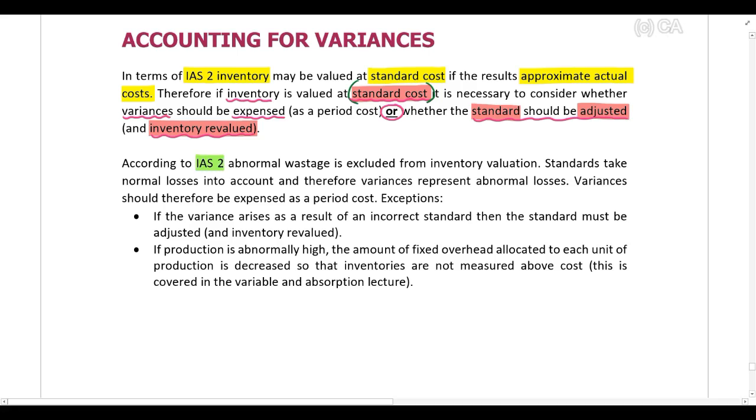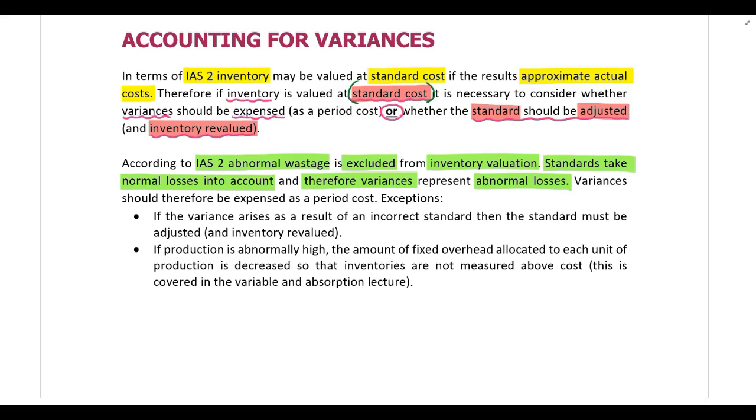Now, in terms of IAS 2, abnormal wastage is excluded from the value of inventory. Remember, normal wastage or normal losses get taken into account in the value of inventory, but abnormal losses are not included in the value of inventory. Now, you'll remember from the example that we looked at with material variances, I showed you that standards take normal losses into account, and therefore variances represent abnormal losses. So all of the variances that we calculate represent abnormal losses.